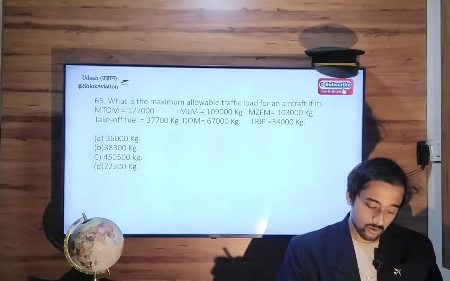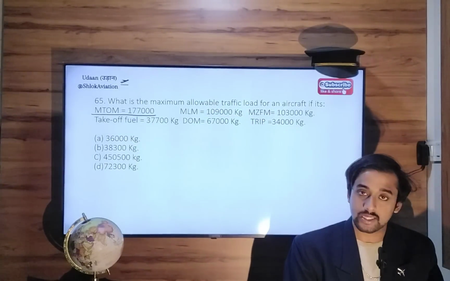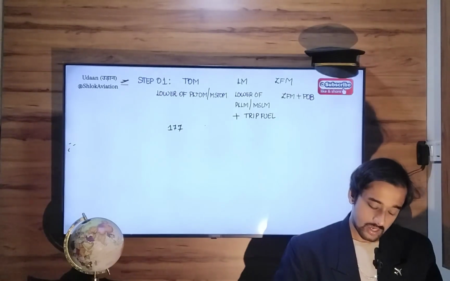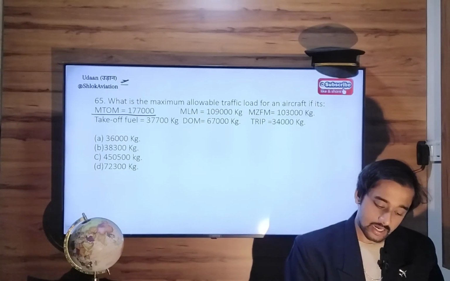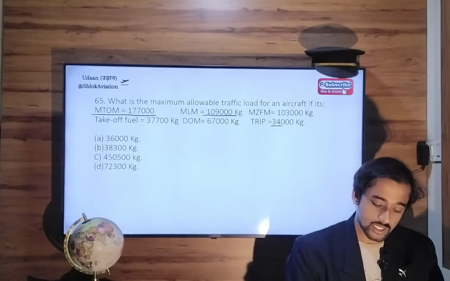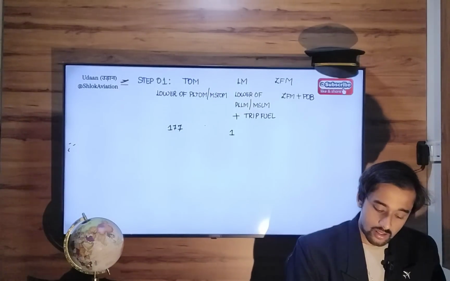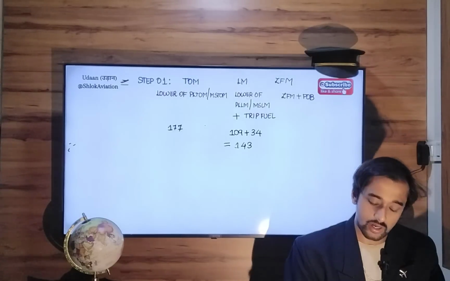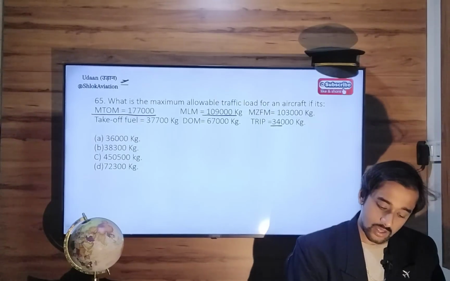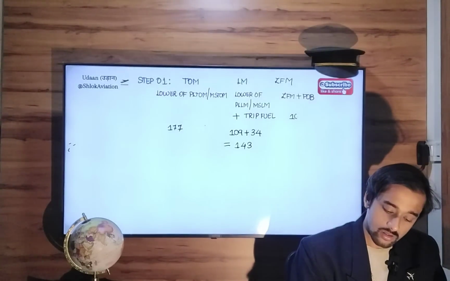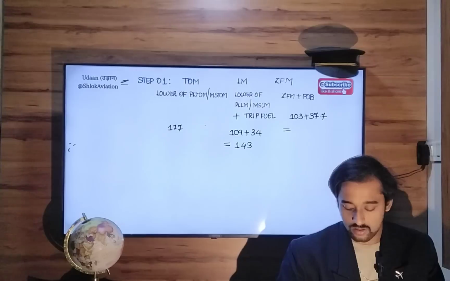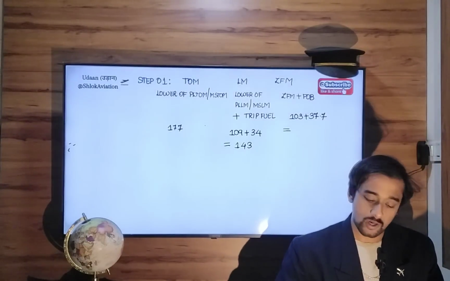So let's put the values in the respective columns. Takeoff mass column, you are going to write maximum takeoff mass value 177. So this is our first takeoff value. In the landing mass column, you will write landing mass value 109 plus trip fuel which is 34. So 109 plus 34, which is 143. Zero fuel mass column, zero fuel mass plus takeoff fuel which is 103 plus 37.7, and that will be equal to 140.7.